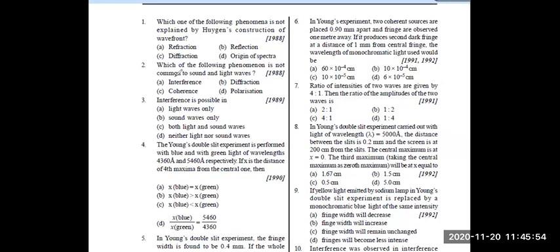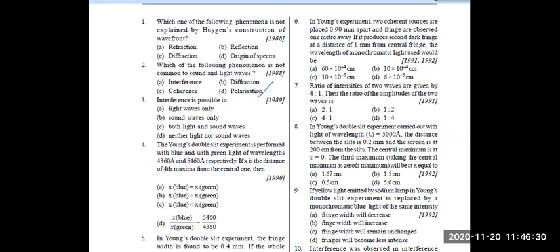I'm getting both answers C and D. First is D, na? Right? First is D. Question पढ़ो क्या है? Not explained by... ठीक है? Right? Refraction, reflection, diffraction, all are explained by this construction of wavefront, right? हम लोगों ने पढ़ा ना? Origin of spectra is not explained by. Simple. First का D.